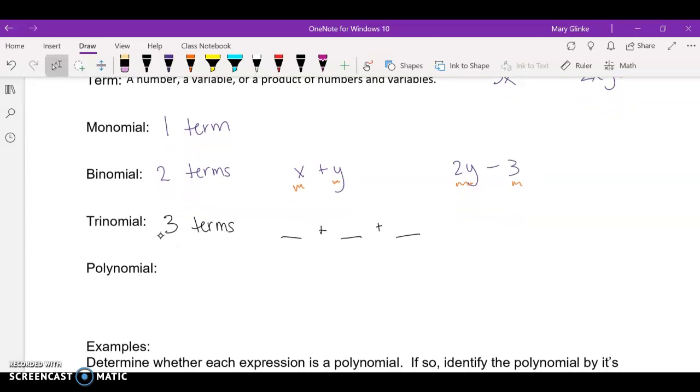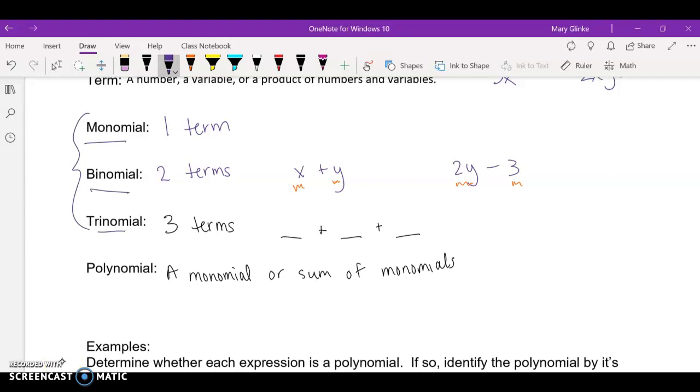And the last one here is a polynomial. So a polynomial is going to be a monomial or sum of monomials. So everything above here, monomial, binomial, and trinomials, they are all specific ways of naming polynomials. So if something's a monomial, it's automatically a polynomial. But polynomial is going to be the name that we use for anything that has four or more terms. We don't have a specific name for it if it has four or more terms, unlike 1, 2, and 3 terms.